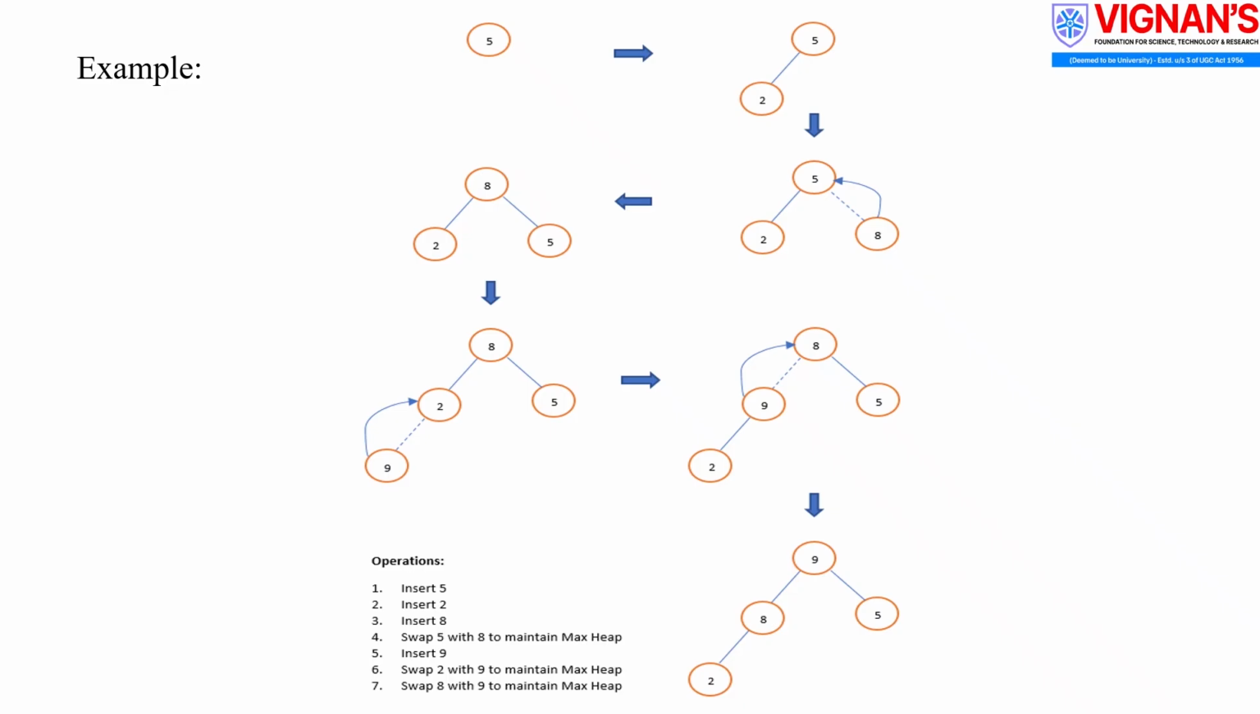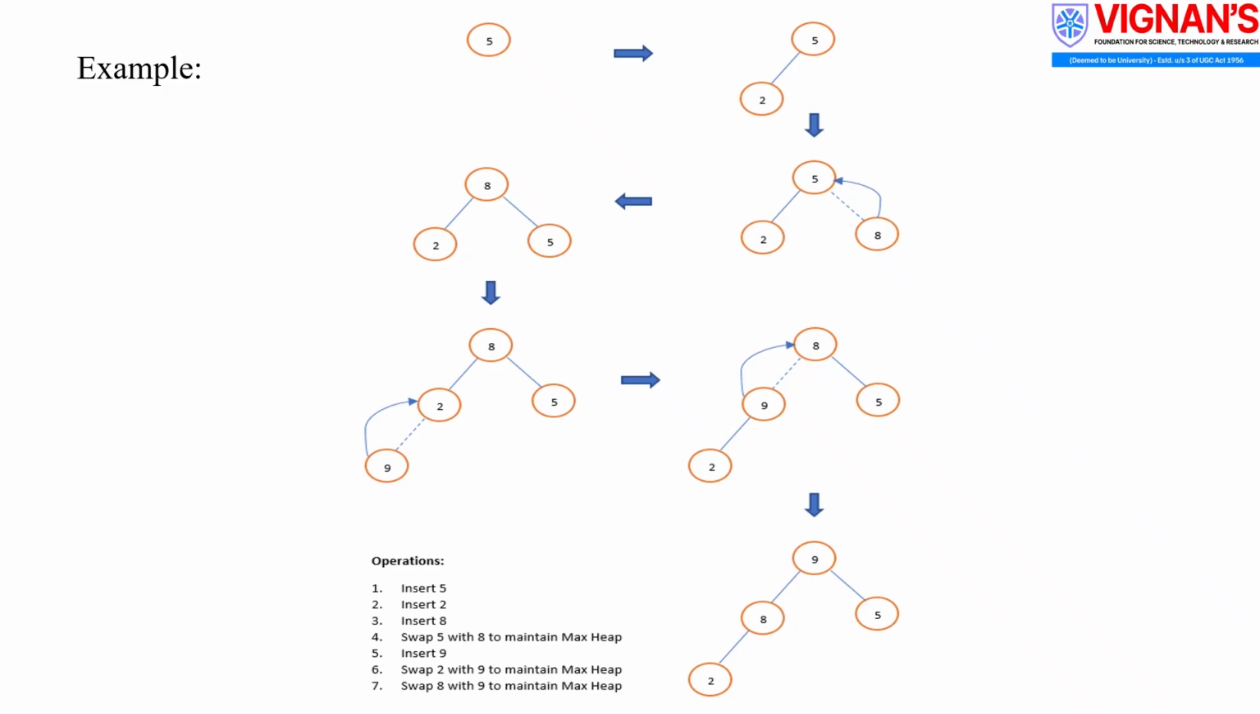Now, insert 8. The element 8 is inserted as the right child of 5. Since 8 is greater than 5, we swap 5 and 8 to maintain the max heap property. Now, 8 becomes the root.